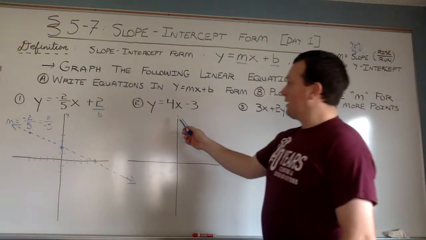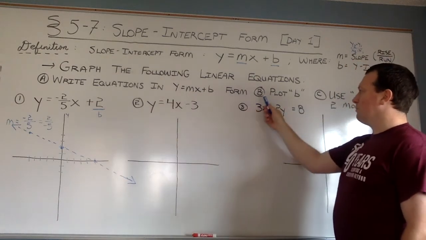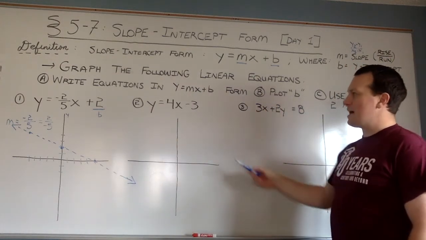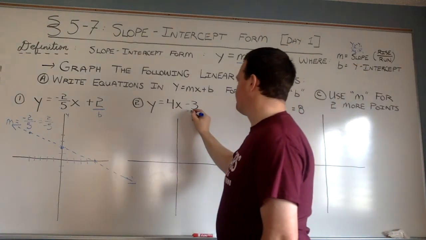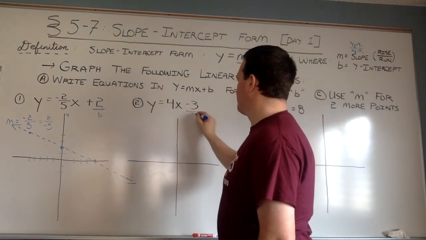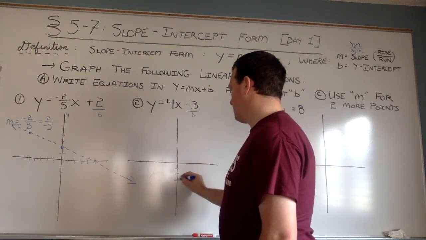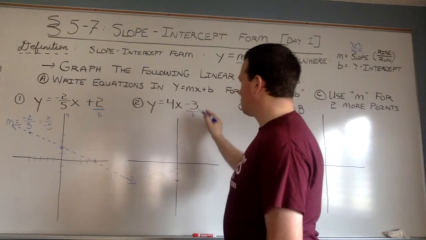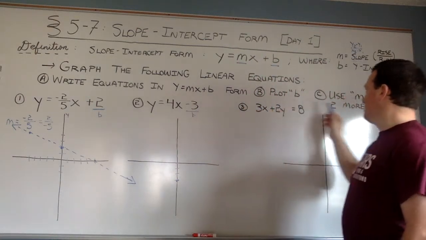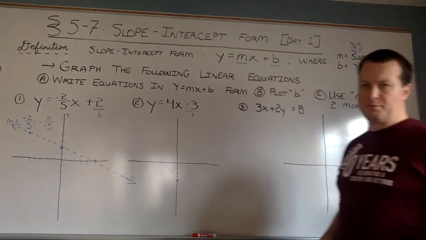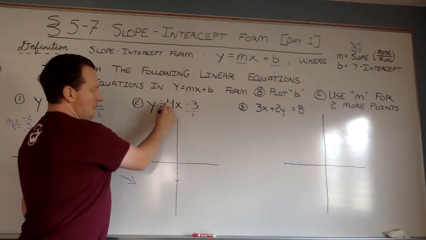Line 2, we again are in y equals mx plus b form, so I'm ready to begin at my y-intercept, in this case, of negative 3. So from the origin, I'm going to go down 1, down 2, down 3, and that's where I will begin. I am now going to use m, the slope of the line, to plot 2 more points. This slope here, m, is 4.